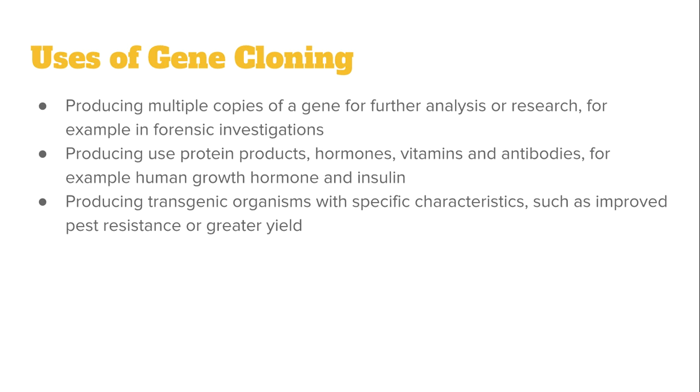It allows us to produce protein products, hormones, vitamins, and antibodies for use. Some examples are human growth hormone and insulin, and it allows us to produce transgenic organisms with specific characteristics, such as those which we've discussed in our hybridization and our selective breeding documents.